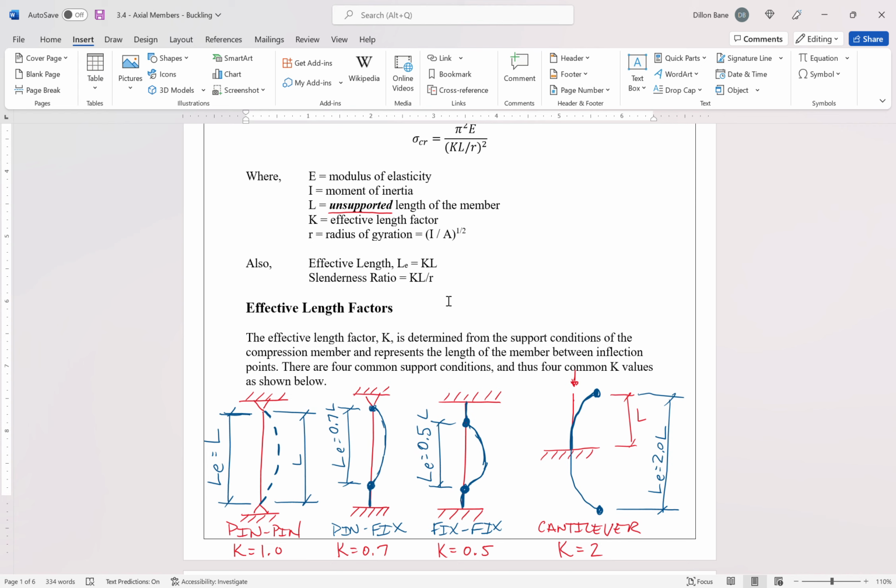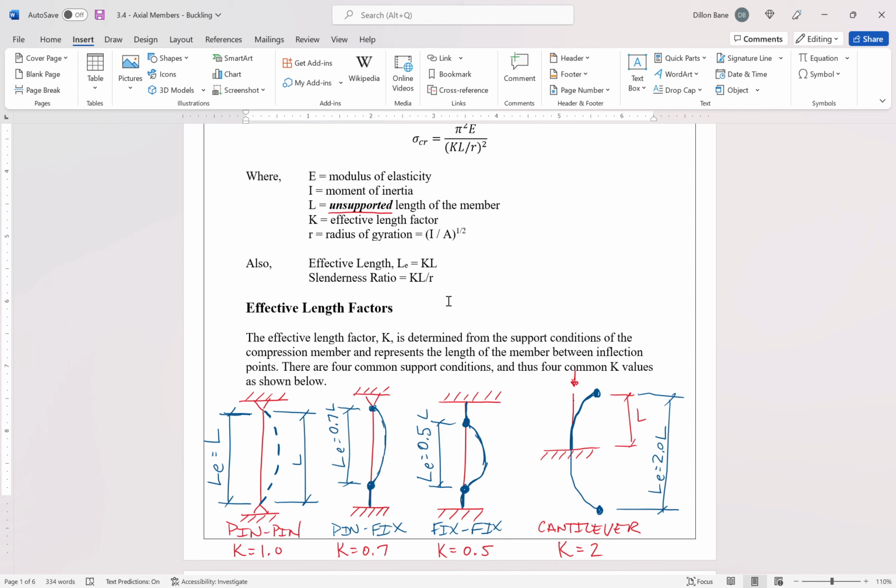So our cantilever has the highest, and that makes sense that it has the lowest resistance to buckling because it is the least supported member that we have, right? It's only got supports on one side of the column. So if it's only got support on one side, it's not supported that well. It's going to take a whole lot less force to buckle that column than if, say, we had an identical column of the same length and size, but it's fixed at the top, which is our lowest K factor, right?